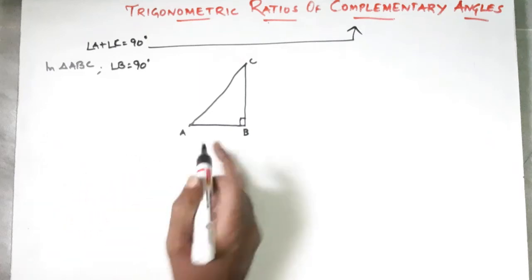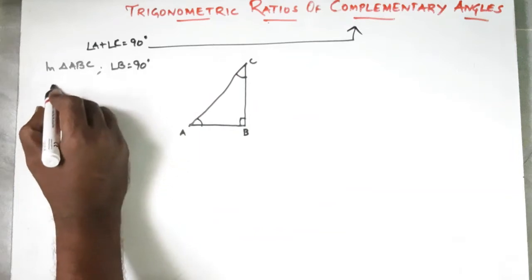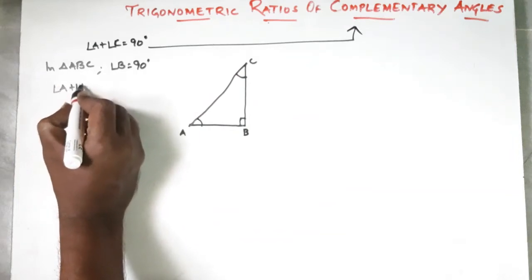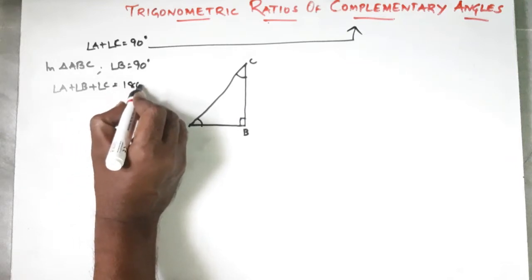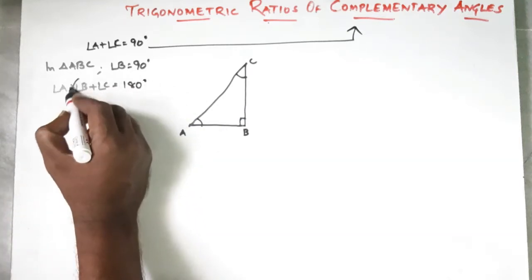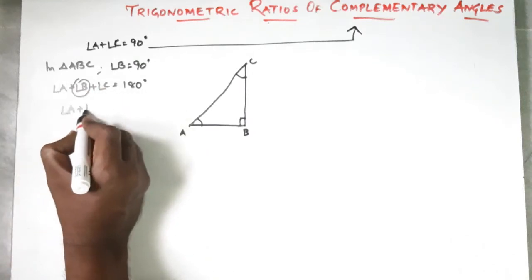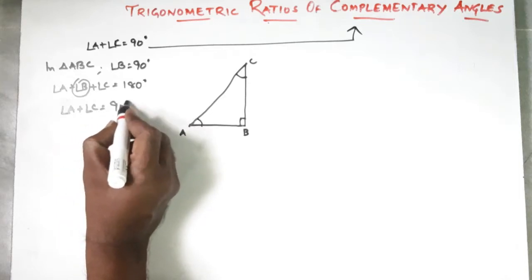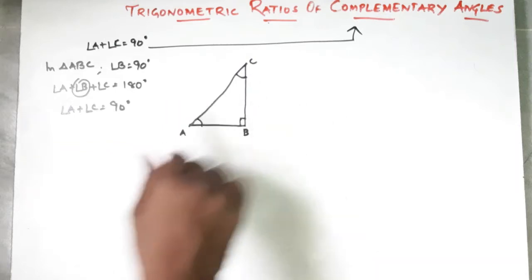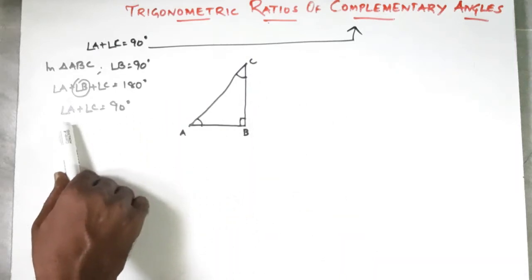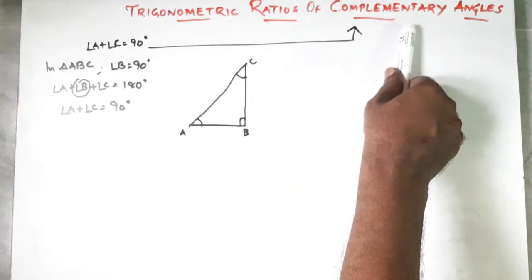So now, what will be the sum of these two angles? As we all know, angle A plus angle B plus angle C, the sum of three angles in a triangle, is equal to 180 degrees. Angle B is 90 degrees. That means angle A plus angle C is equal to 90 degrees. The remaining sum of two angles is 90 degrees. Therefore, angle A and angle C are said to be complementary angles.